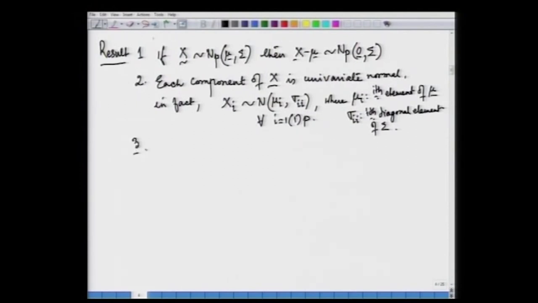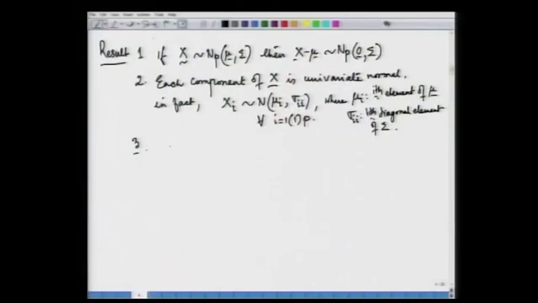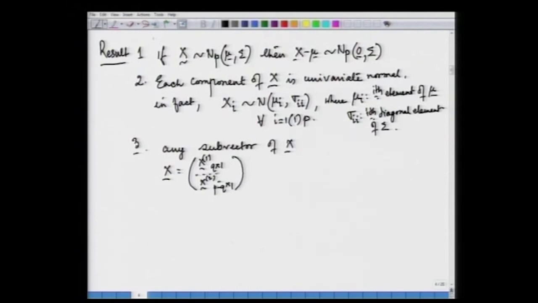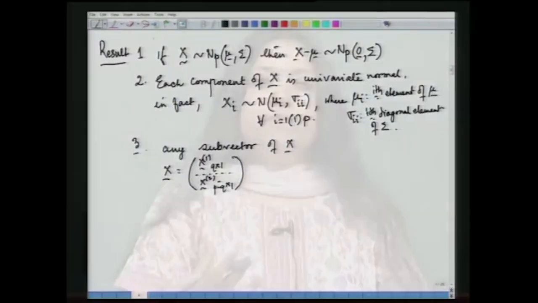The third one, we have talked about partitioning of the random vector. So, we consider such a partition. Suppose we partition any sub vector of x, suppose I consider a partitioning of the p dimensional vector into two components, the first one having q components and the second one having p minus q components. I can make up this x 1 and x 2 in whichever way I like, picking up any components from the whole vector x, and I can form x 1 and x 2.